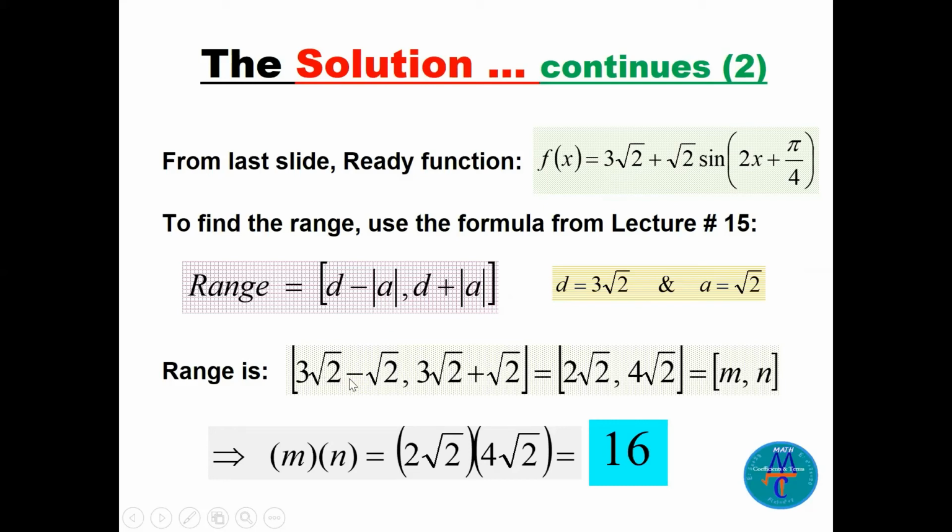Now, here you can subtract. This is like 3x minus x, 3x plus x. So it will be 2 square root of 2 to 4 square root of 2. Now this is m and n. Let's multiply m and n: 2 square root of 2 times 4 square root of 2. 2 times 4 is 8, and the square root of 2 times square root of 2 is 2. The answer is 16.